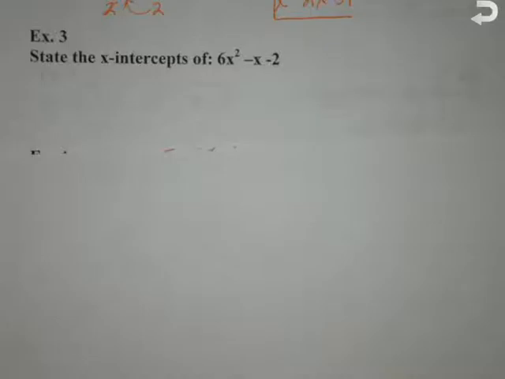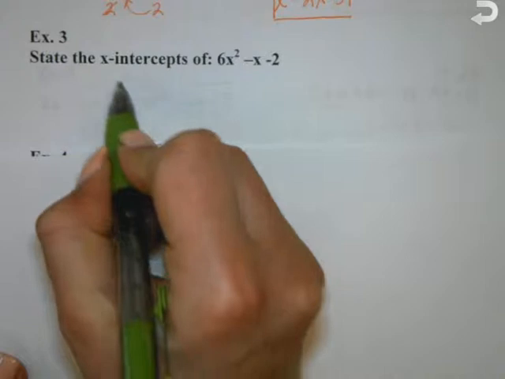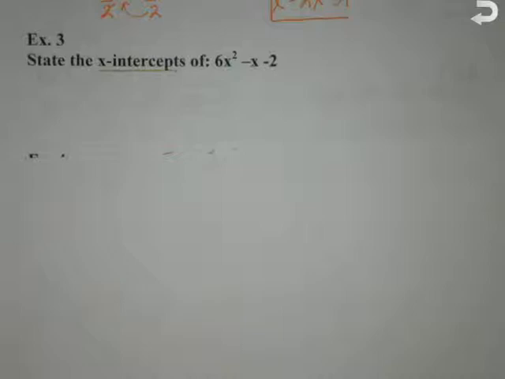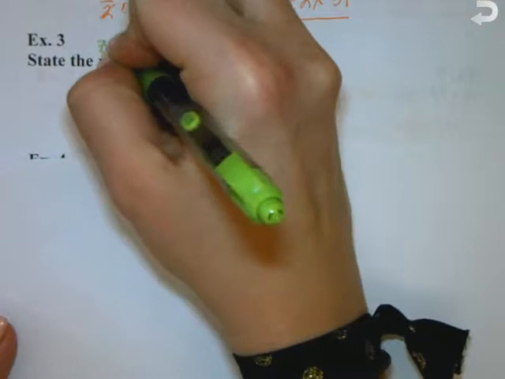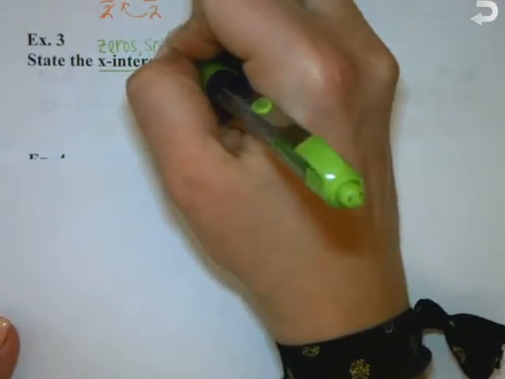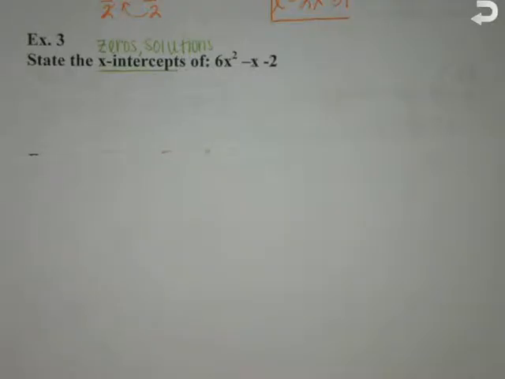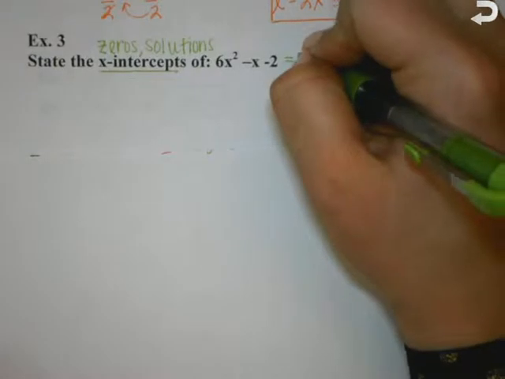Example 3, they want us to find the x-intercept of 6x squared minus x minus 2. This is a parabola. The x-intercepts are where the parabola is going to cross the x-axis. Another word for x-intercepts is zeros or solutions. They all mean the same thing. So if I'm looking for the x-intercepts, I know what y equals on the x-axis. Does anybody else know? On the x-axis, what is y? 0. So let's set the whole thing equal to 0 and then solve.